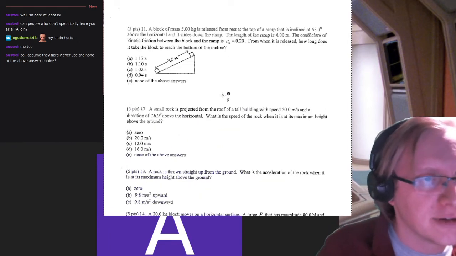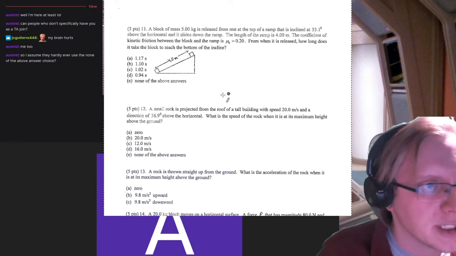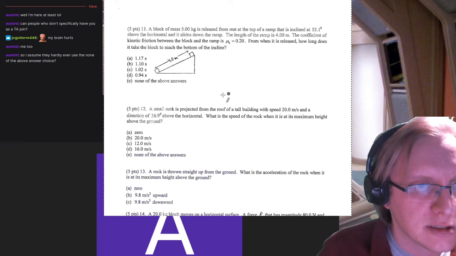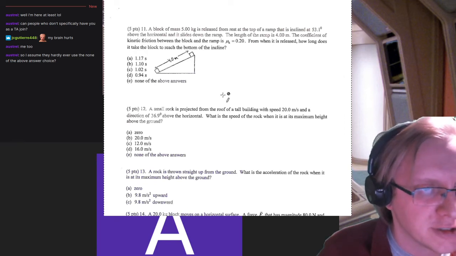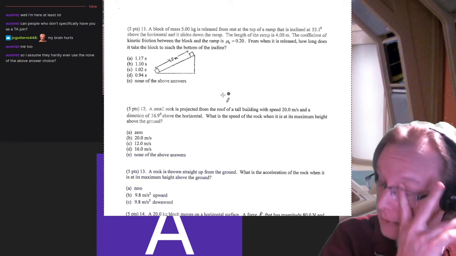A block of 5 kilos at rest at the top of a ramp, 53.1 degrees above the horizontal, slides down the ramp length of 4 meters. The coefficient of kinetic friction is 0.2. When it is released, how long does it take for the block to reach the bottom of the incline?